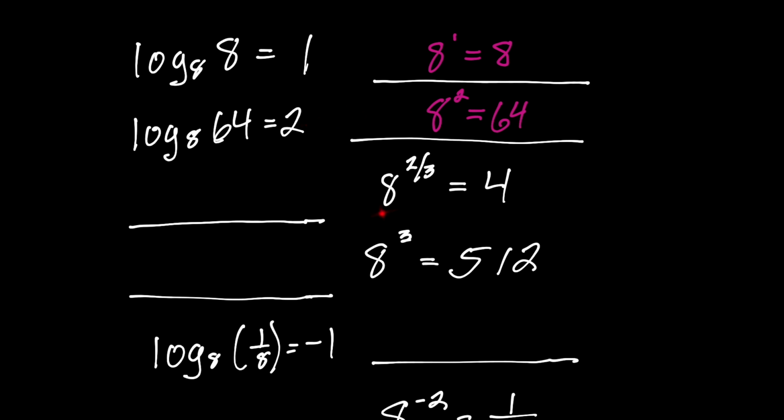Notice here, we started with 8 to the 2/3 equals 4. So what's our base? Well, that base would be log base 8. Try to keep them all the same here. Log base 8 of, what's my argument? 4 equals 2/3. That means 8 to the 2/3 equals 4. So think about that. 8 to the 2/3 is the same thing as the cube root of 8 squared. So we know that is the cube root of 64, which is 4.